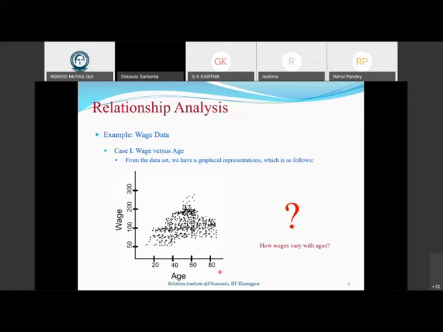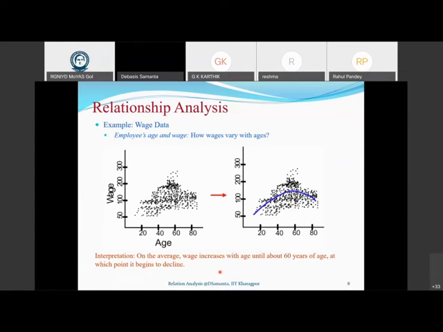But if we apply relationship analysis, we may obtain a particular portion of the graph, which is shown here as a blue color line. This is the one line which we can draw by applying our data analytic skill. Given a set of data, if we can draw that kind of line, then we can conclude many things about how salary varies with ages.